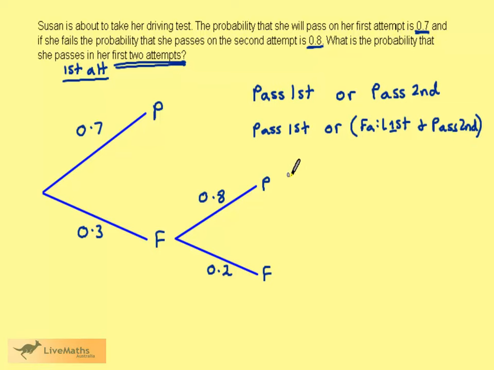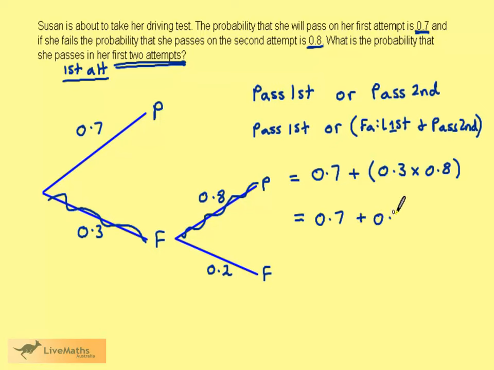So passing first time, we know the probability is 0.7. Whenever we see the word or, we add, and then we have to deal with fail and then pass. This is 0.3 times 0.8. So here we have 0.7 plus 0.24, which is 0.94.